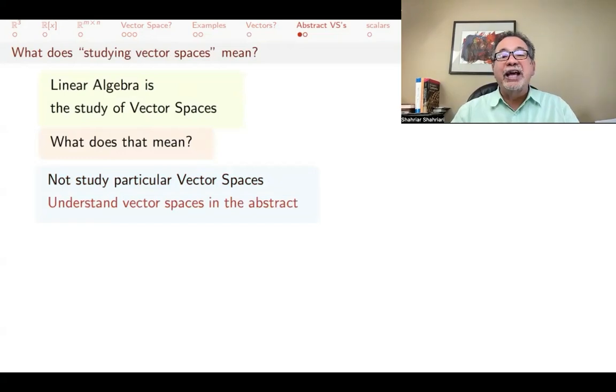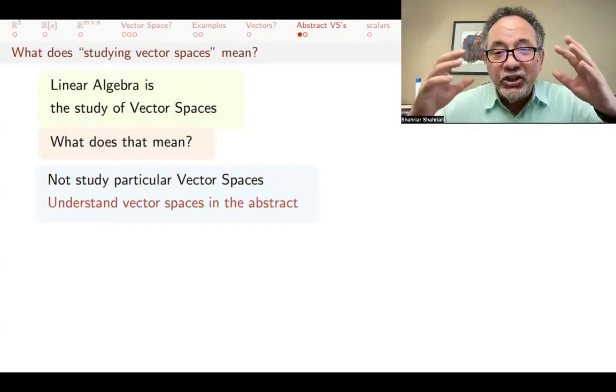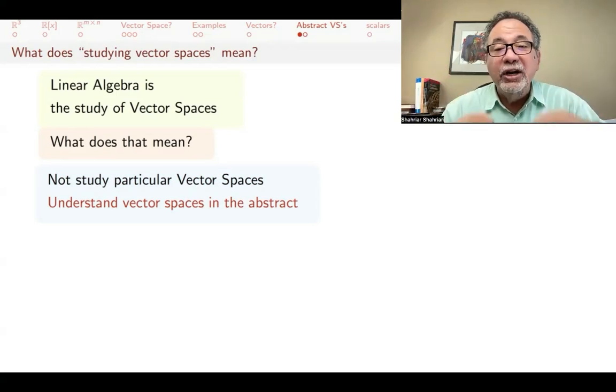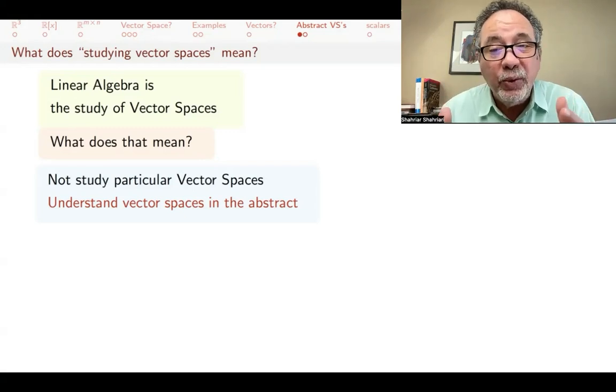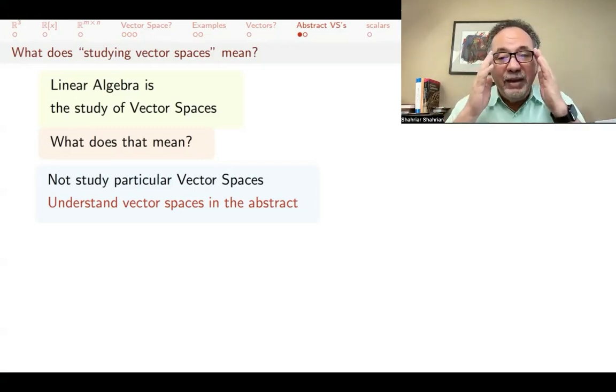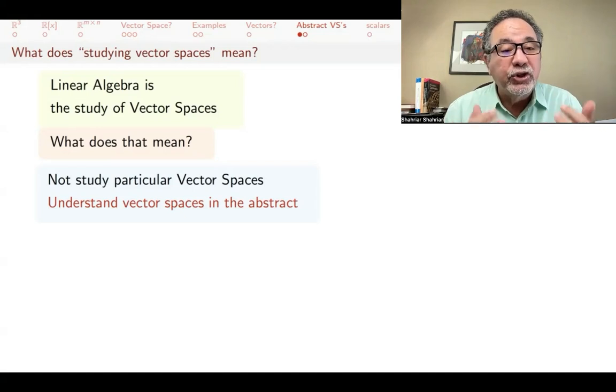You try to understand all of them at once by focusing on vector spaces in the abstract. Just this set where you don't know what the elements are, but you know that there are two operations, an addition and scalar multiplication, but you don't actually know what they are. You just know that there are those games you can play, and those games follow certain rules. Given that, what can you say about a vector space?